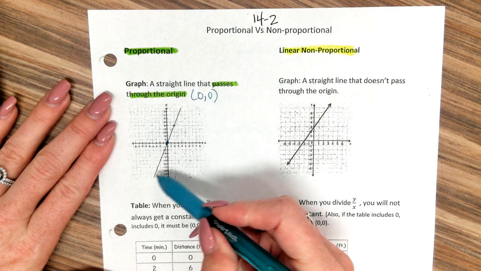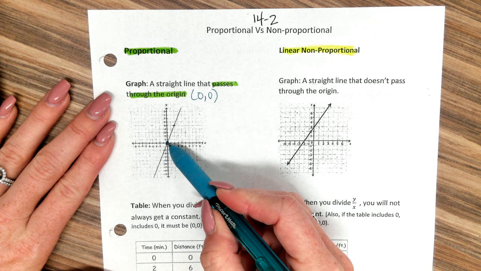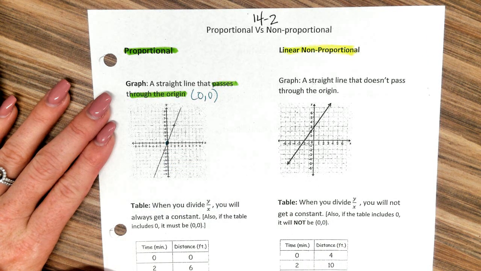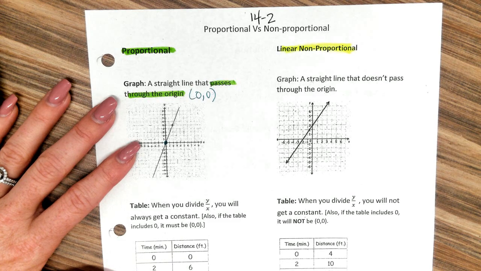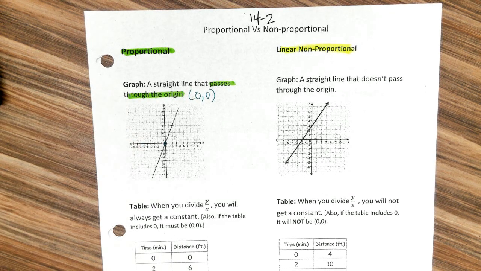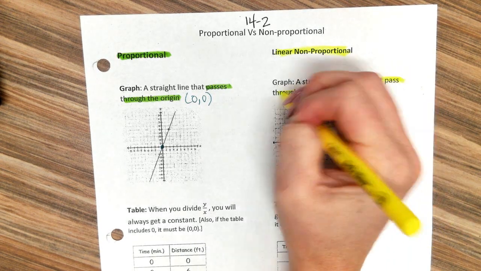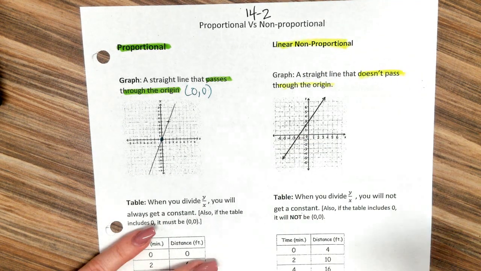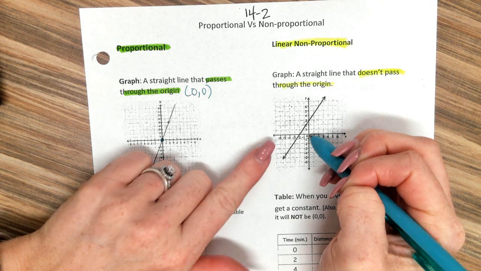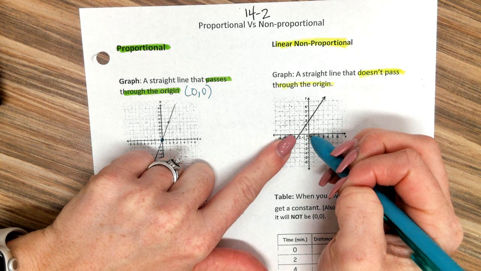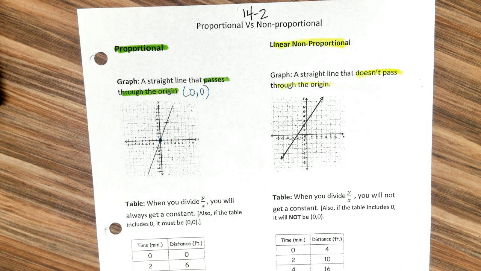So any line that's straight that passes through the 0, 0. Does everybody see this graph passing through 0, 0? That is proportional. Now look at non-proportional. I should have your attention. It is a straight line that does not pass through 0, 0. So here's 0, 0. Is it passing through? So it is non-proportional. It is that easy. You can simply look at it. Any questions on graphs? All right, let's look at tables.